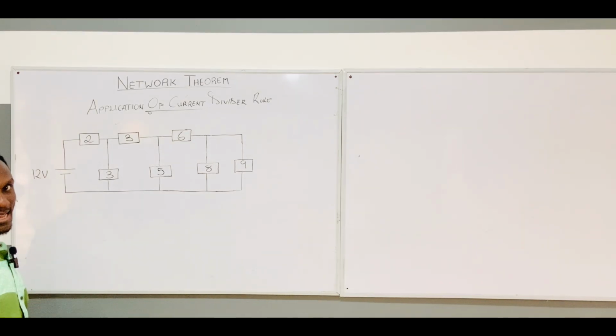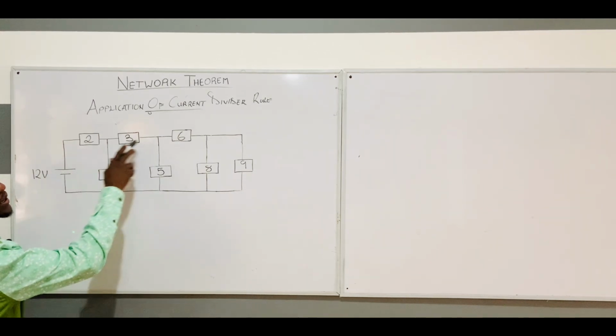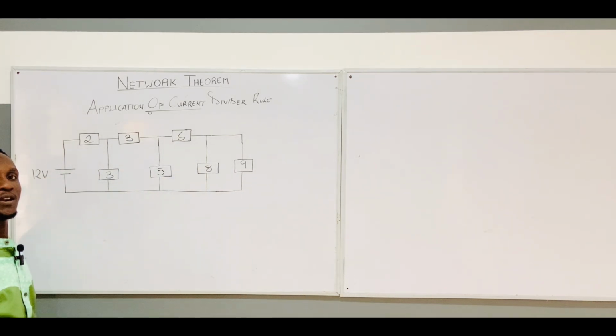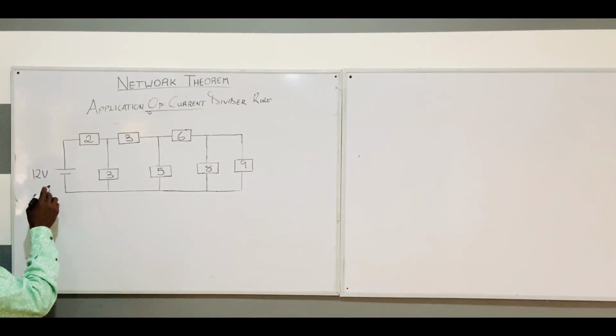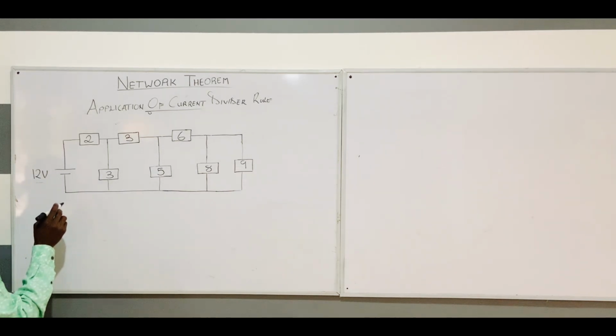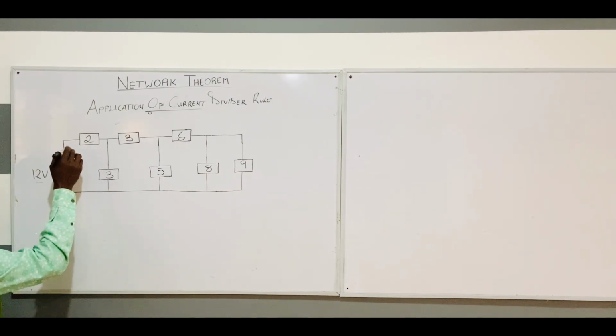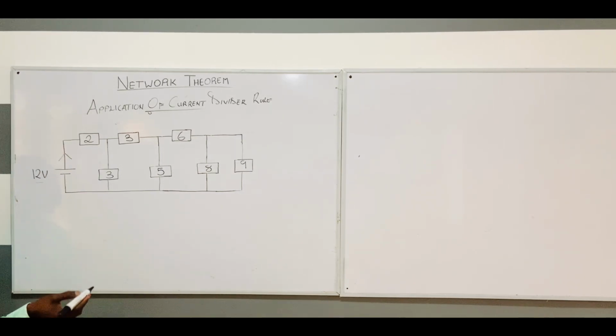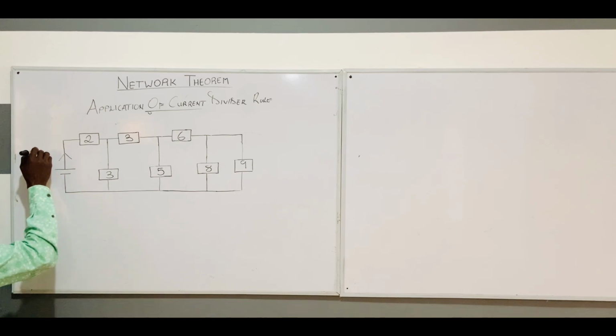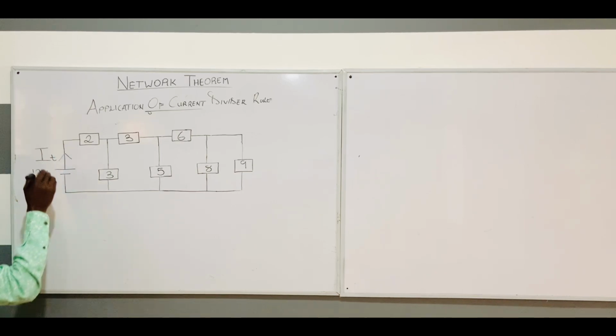So now before we start, the first thing we need to do is to label the branch currents. You can label these branch currents the way you want. So I'll label it the way I prefer. So this is our source voltage, which is 12 volts. What we need to do is that the current that the 12 volts will supply, which is the total current or the source current, I'll call it IT. So this is my total current.